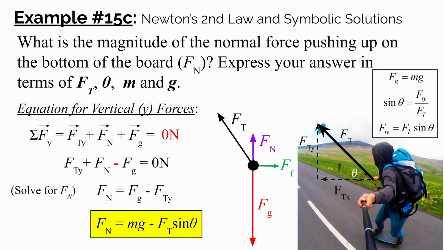And this is our symbolic expression or answer for the size of the normal force. If we went back and used all the same numbers, the given mass, the size of tension, the angle, we could plug those values in and we'd get a quantitative answer. In this case, it would be 307 newtons.